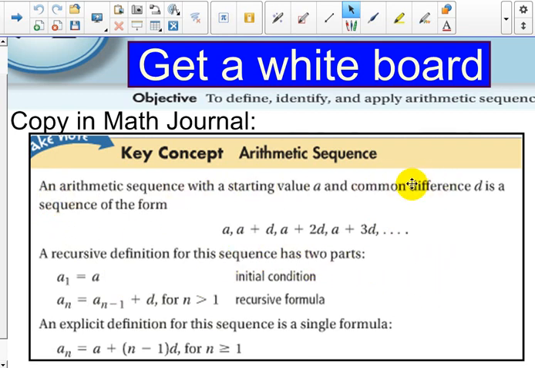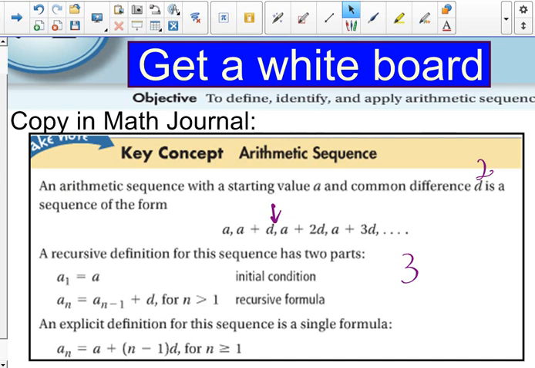An arithmetic sequence with a starting value a and a common difference d is a sequence of the form a, comma, a plus d, comma, because d is the difference, right? So if I've got a starting value of a, let's just say it's 3, and then everything has a common difference, let's say our d is equal to 2. So we're going to start with this arithmetic sequence. A sequence is just an ordered string of numbers, right?